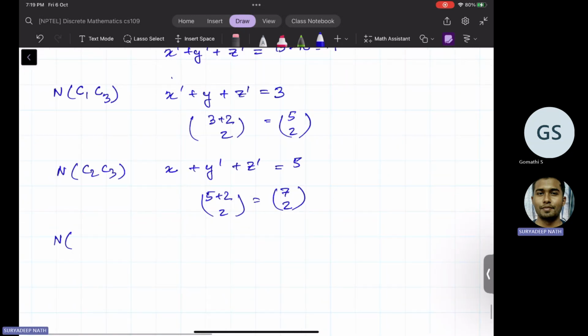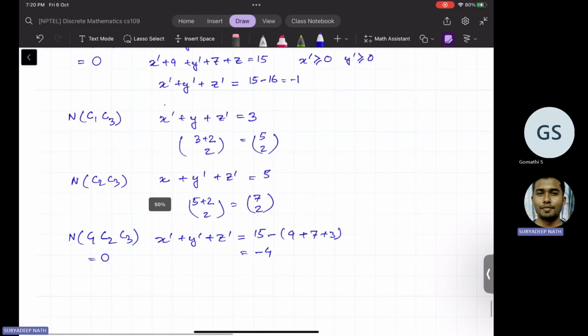And if we consider all of them, C1, C2, C3, it would be x bar plus y bar plus z bar, and we'll have to subtract 9 plus 7 plus 3, which is 19, so it is minus 4. So this cannot be negative, so it is 0.